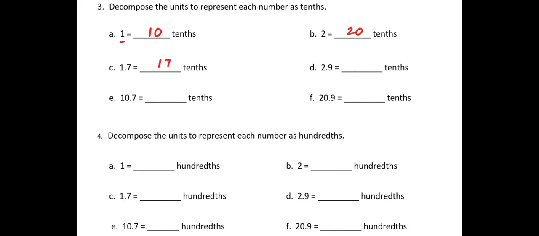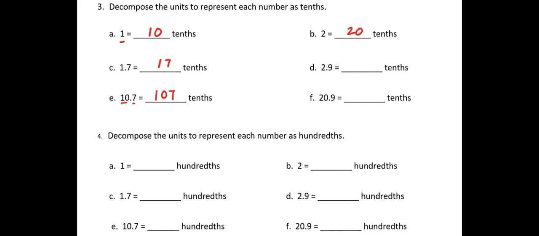Down below I have 10 wholes. Well, if it takes 10 tenths to make 1 whole, it would take 100 tenths to make 10 wholes. And then I also have 7 more tenths. So 10 and 7 tenths is the same thing as 107 tenths.